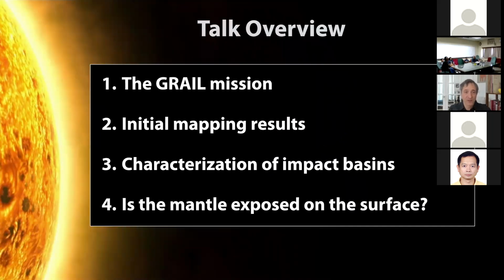Okay, this talk is going to be very short, but this is a brief outline of what I'll go through. First, I want to give a brief overview of the GRAIL mission itself. I will go through some of the initial results that were obtained from the initial mapping of the moon's gravity field. Then I'll go into some more scientific questions concerning impact basins and also a question about whether the mantle of the moon might be exposed on the surface.